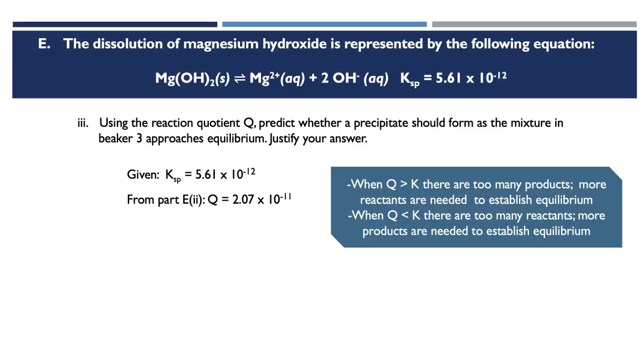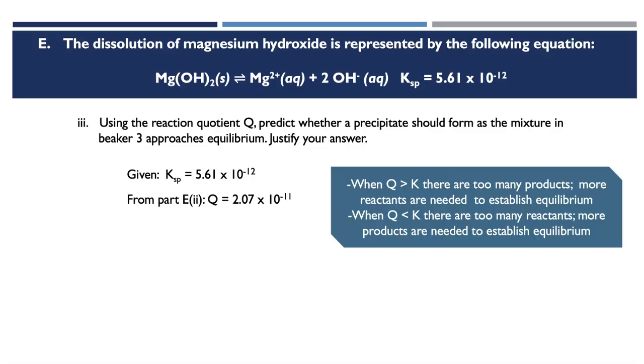Do my comparison and Q is smaller than K, that tells me there are too many reactants. My ratio is too small. My denominator is too large and my numerator is too small, and I need to proceed in the forward direction to establish equilibrium.